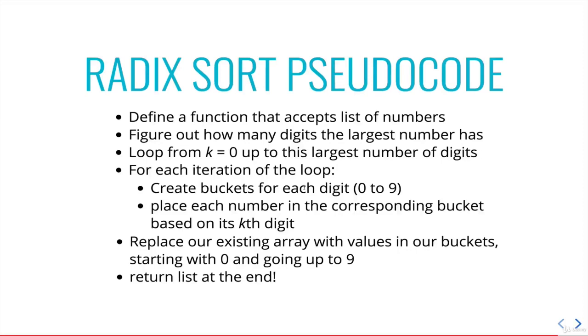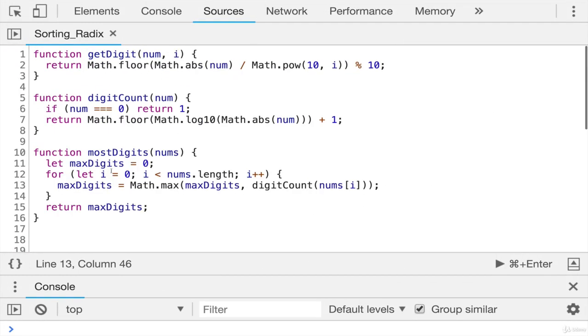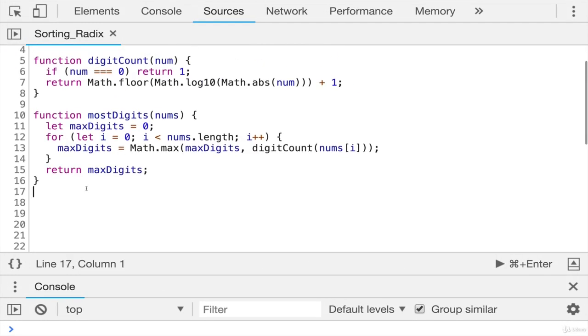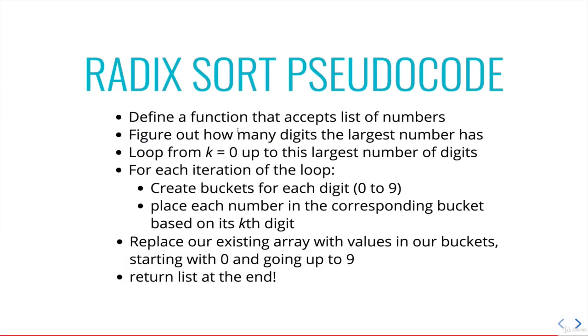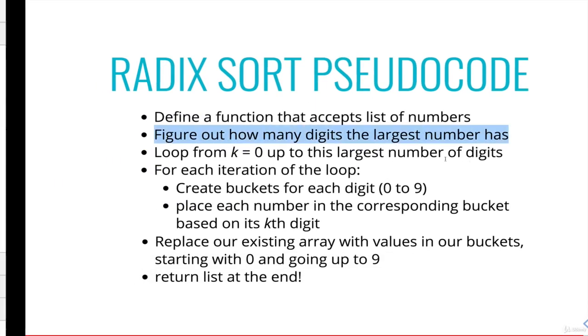All right, so we have the pseudocode laid out. We have our helper methods written. Let's write the logic. The first thing I'll do, I need my helper methods, so I'm going to keep those. And I'm going to define a function called radixSort, and it takes a list of numbers. The very first thing after that, we need to figure out how many digits the largest number has.